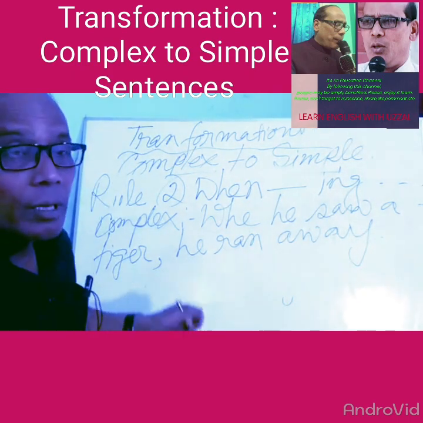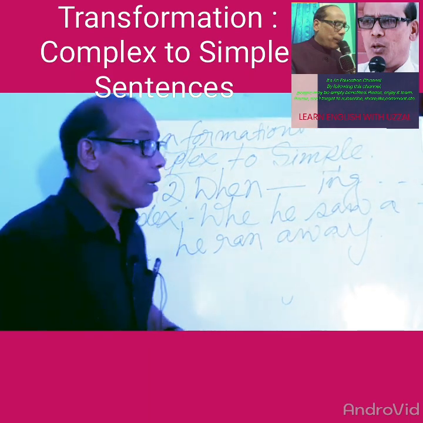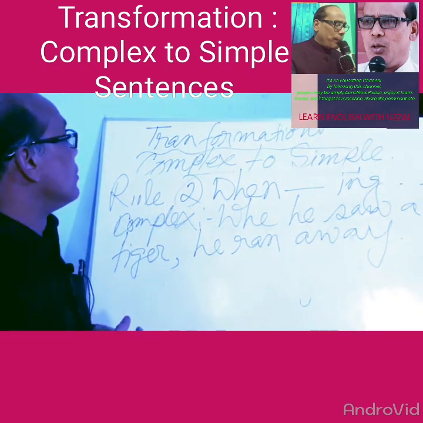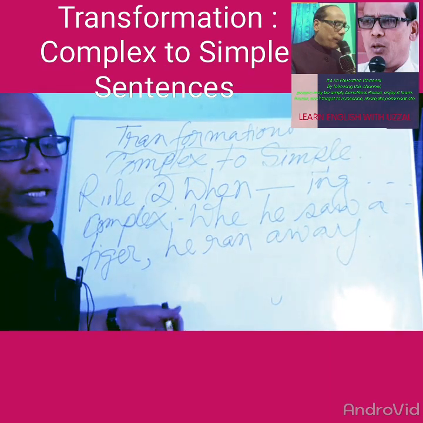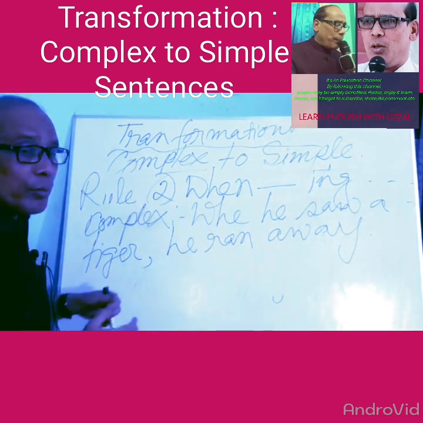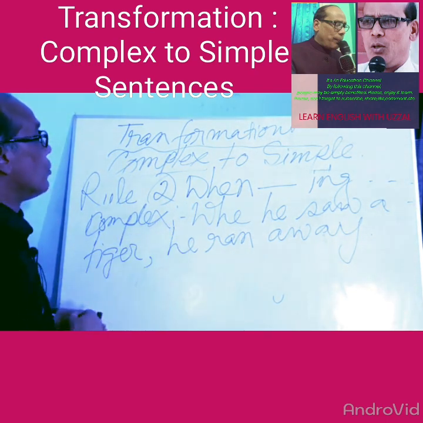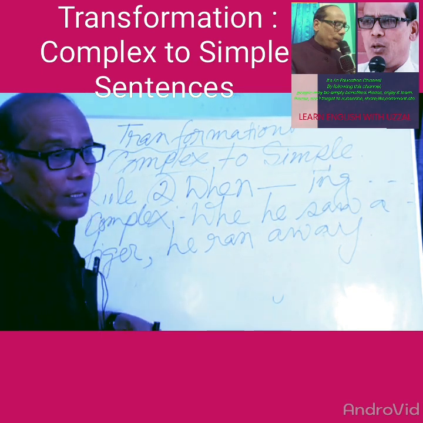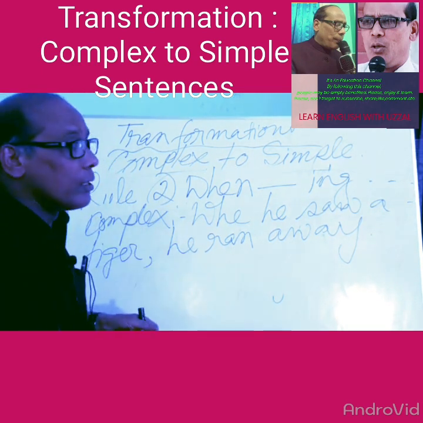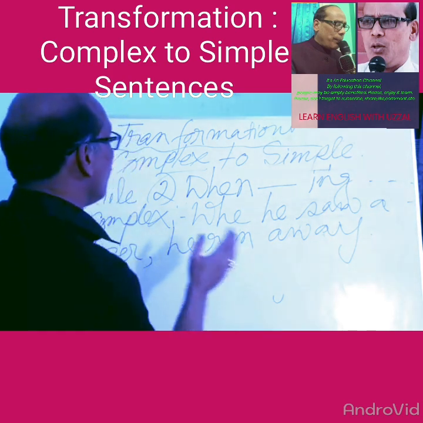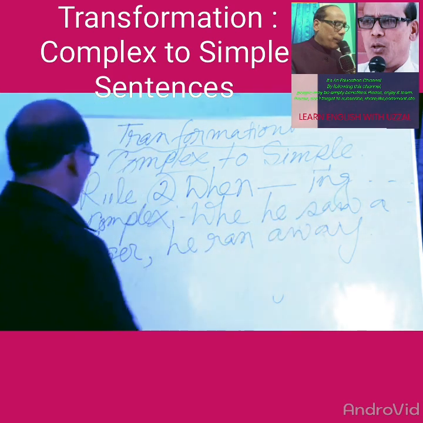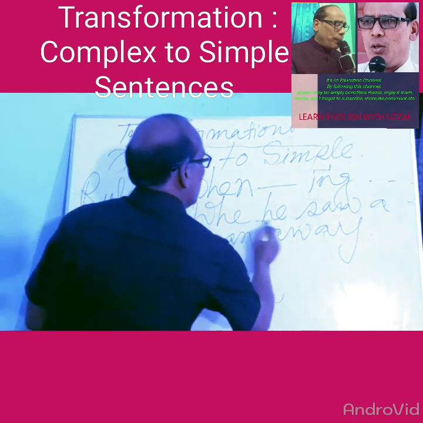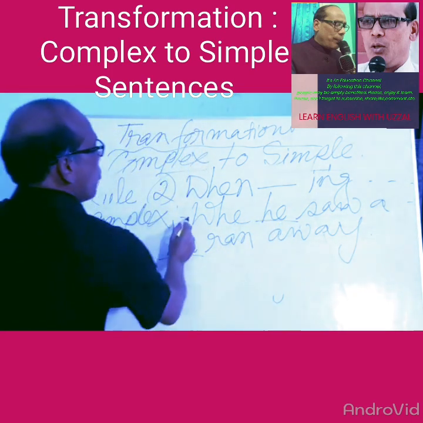You know, a tiger is a very ferocious animal, and this is very dangerous. Tigers eat up people, human beings, and other animals. So a man, when he sees any tiger, cannot remain beside the tiger. So it is very usual to go away. When he saw a tiger, he ran away. Here the subject is he, and when.